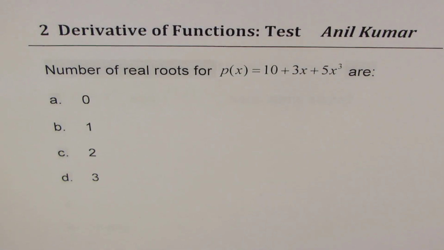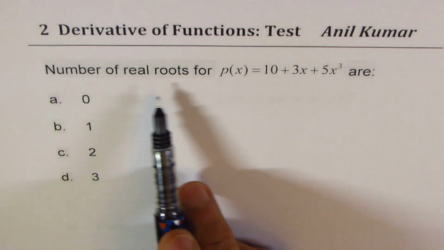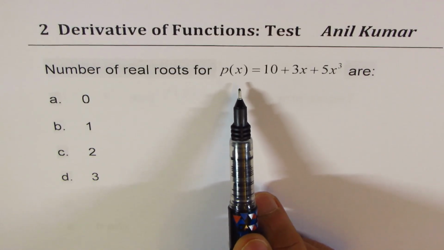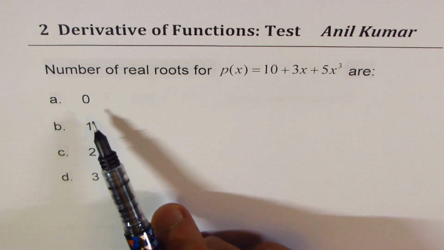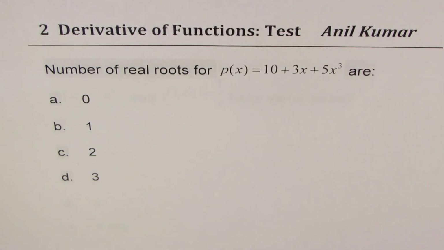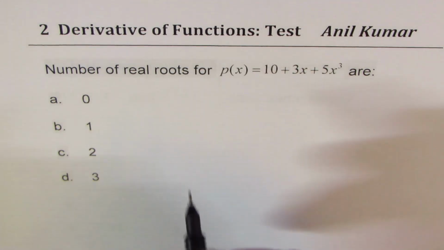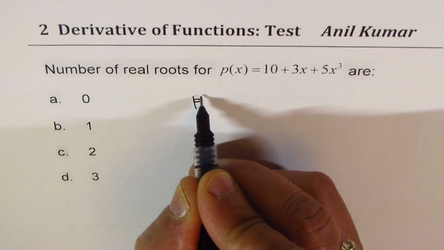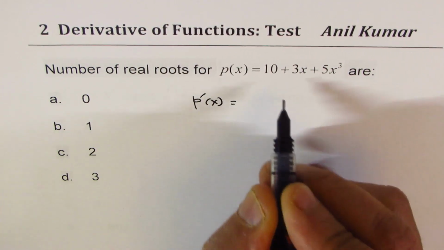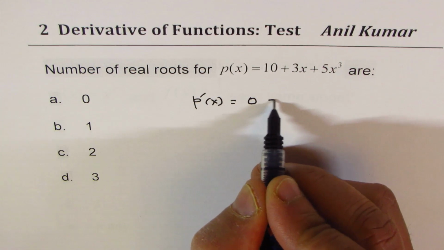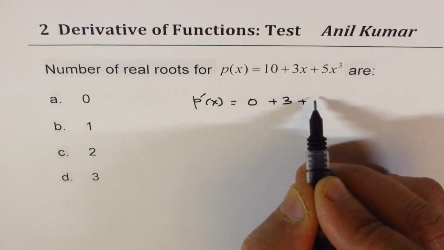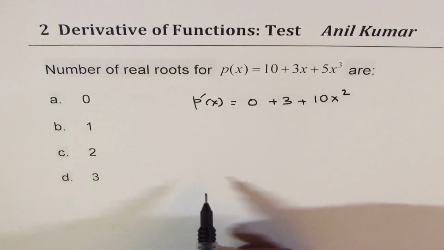Now here is the next question, multiple choice. The question is, the number of real roots for the polynomial 10 plus 3x plus 5x cubed are 0, 1, 2, or 3. How are you going to solve this? Well, we can find the derivative of the polynomial. So what is the derivative of this polynomial? Derivative of 10 is 0, then 3x is 3, and we get 15x squared.